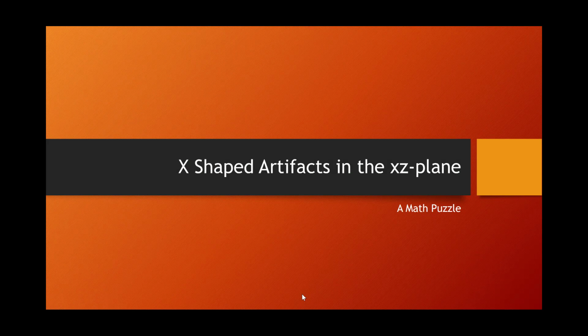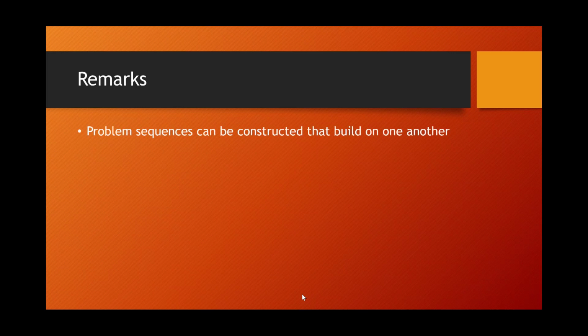So in this video, we're going to take a look at how to use Bricklayer to construct X-shaped artifacts in the XZ plane. And rather than looking at the specifics and the nitty-gritty details of the code, we're going to take a mathematical look at this problem, so from a mathematical perspective. Now, before we get started, I'd like to make a couple of remarks.